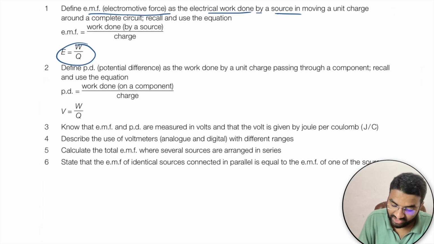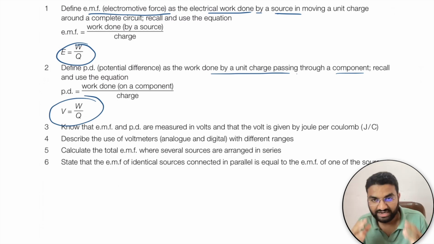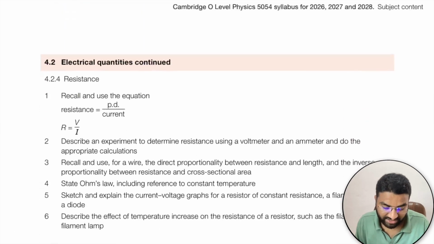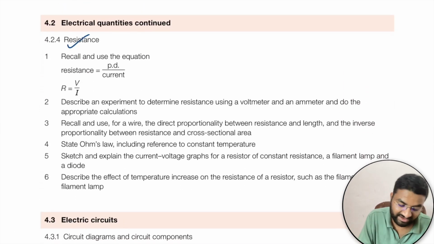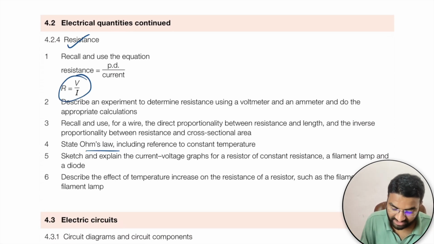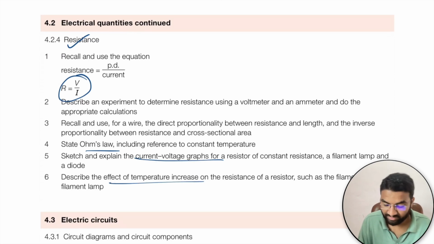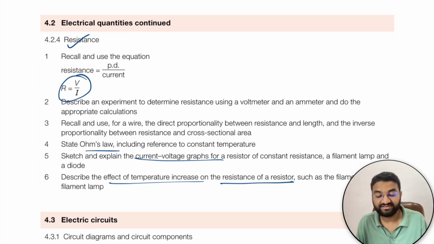Then V is the work done by a unit charge passing through the component, V equals W over Q. Then we have to understand and solve the numericals on this part as well. Next, we have resistance, R equals V over I. Again, here we have a numerical on this part. You have to understand Ohm's law. You have to sketch and explain the current-voltage graphs as well, and the effect of temperature on the increase in resistance.